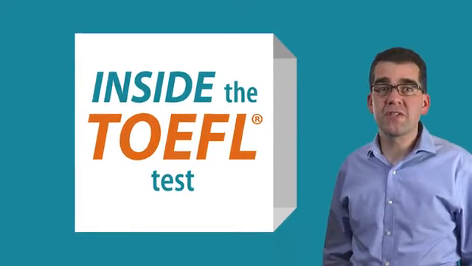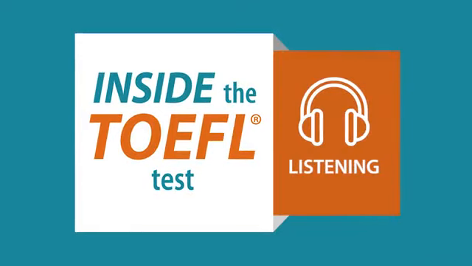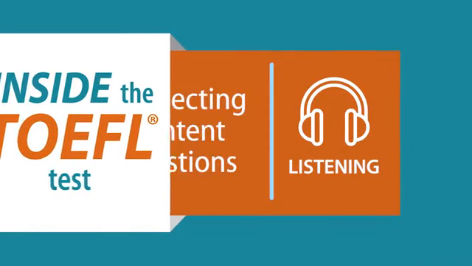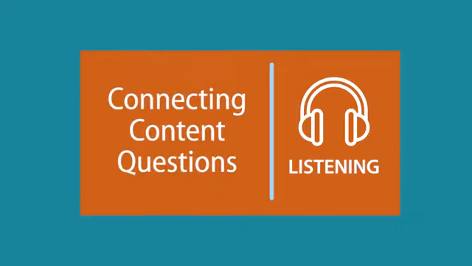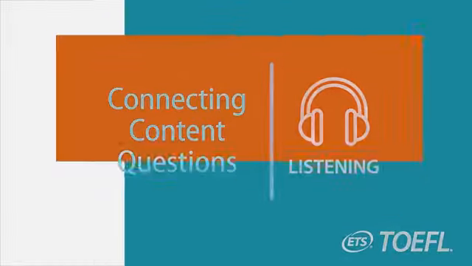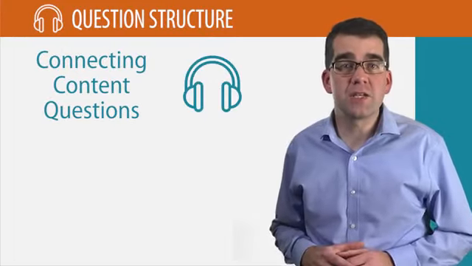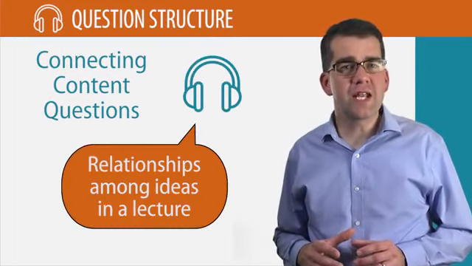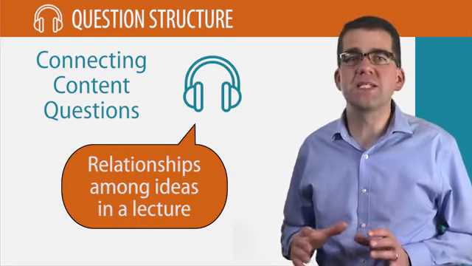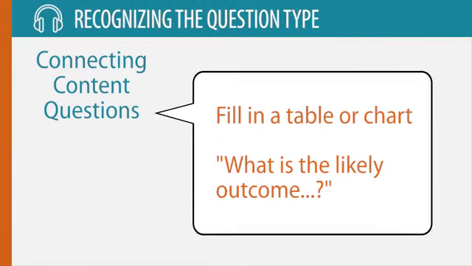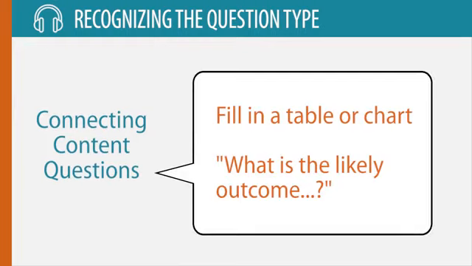Today on Inside the TOEFL Test, we're going inside the TOEFL iBT listening section, specifically the connecting content questions. Connecting content questions ask you to show understanding of the relationships among ideas in a lecture. Connecting content questions may require you to fill in a chart or table, or they may ask things like, what is the likely outcome? This type of question will ask you to put together information from different sentences or different parts of the conversation or lecture.